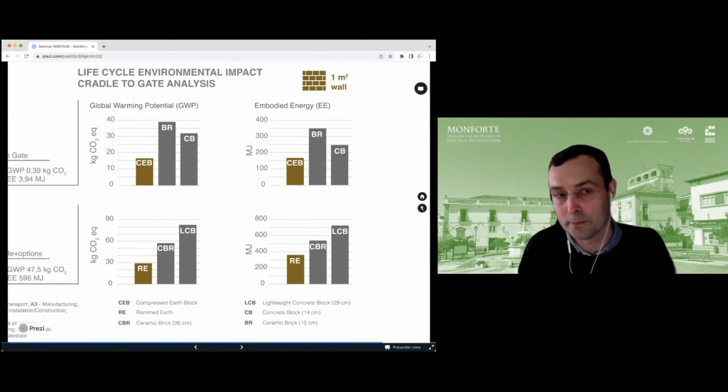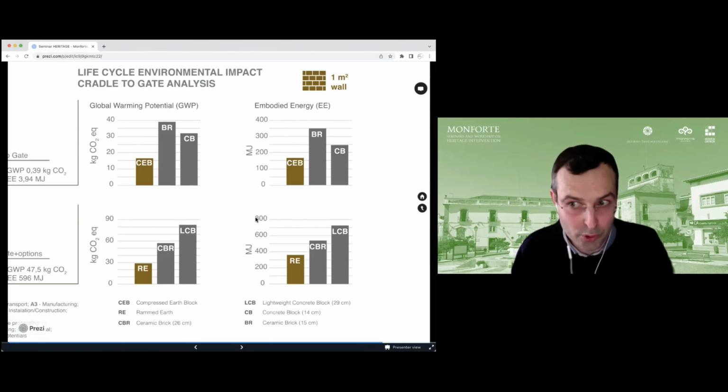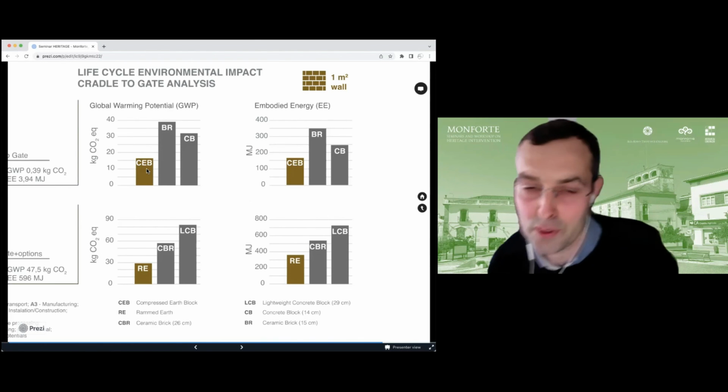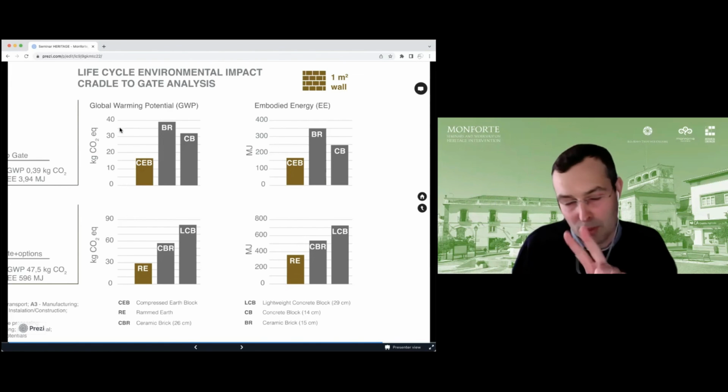Trying to make here a fair comparison with other conventional materials, for a square meter of wall, we compared the compressed earth blocks and the rammed earth walls for the same requirements. For example, in the case of rammed earth, all these walls have the same U value. In the case of the CEBs, we have not considered any kind of requirement. We consider them as only for partition walls, and it's very simple to see that in two indicators, global warming potential and embodied energy, the earthen materials have considerably lower environmental impacts than the conventional or industrial based materials. The difference is very clear.